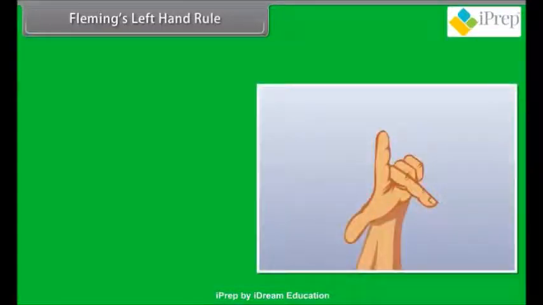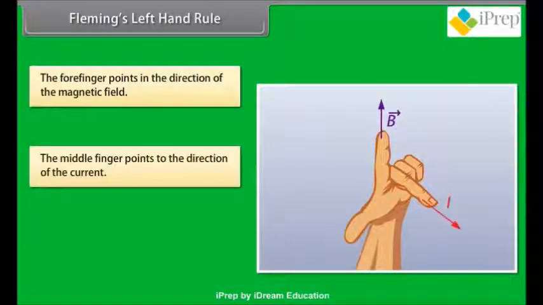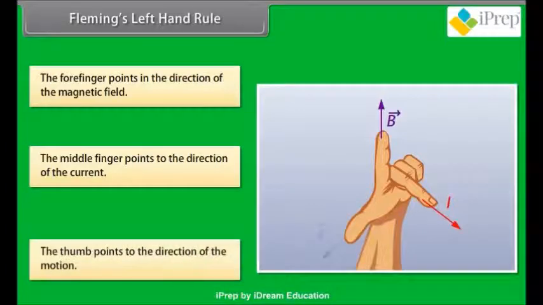Fleming's left-hand rule. Fleming's left-hand rule is a mnemonic to represent three directions. You need to stretch your thumb, forefinger, and middle finger of your left hand. Each finger points to a specific direction. The forefinger points in the direction of the magnetic field. The middle finger points in the direction of the current. The thumb points in the direction of the motion. This is Fleming's left-hand rule. Examples include woofers, subwoofers, electrical actuators, etc.